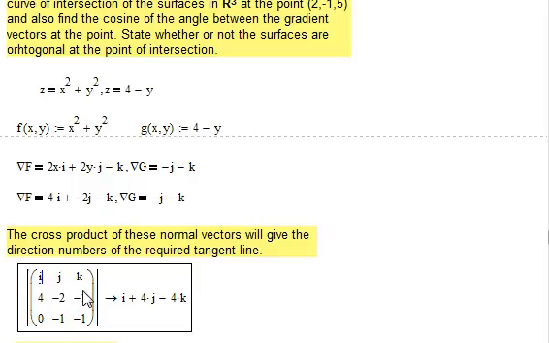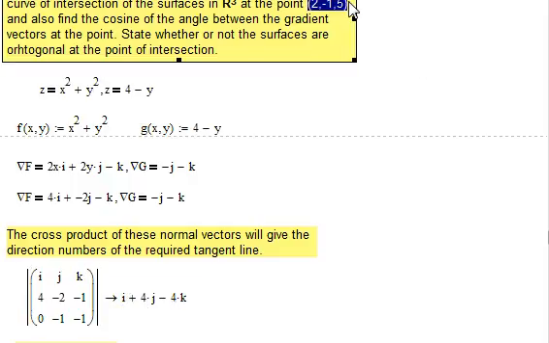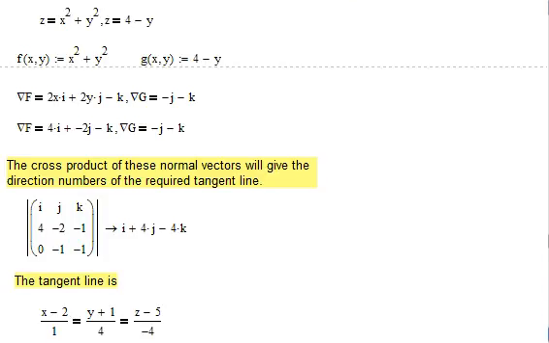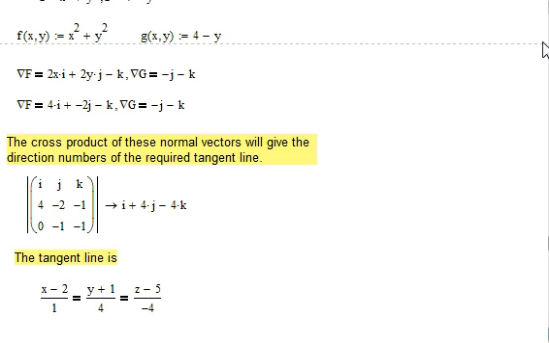I times 2 minus 1, so 1i. Negative j times -4 minus 0, so plus 4j, so you see why it's plus, there's two negatives in that. And then plus k times -4 minus 0, so minus 4k. So we got our direction numbers, 1, 4, and -4. And we know our point was the point x is 2, y is -1, z is 5. So we should be able to find the symmetric equations of the tangent line.